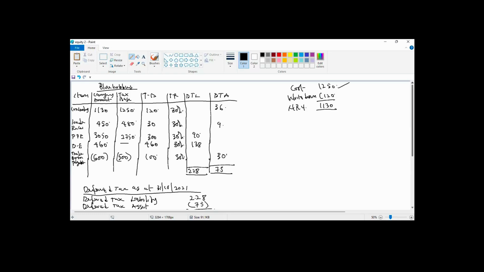Who uses these principles? Accountants. So what is going to be the tax base? For the tax people, there's nothing like writing down of inventory. The tax base will be the cost, which is 1250. That is it.